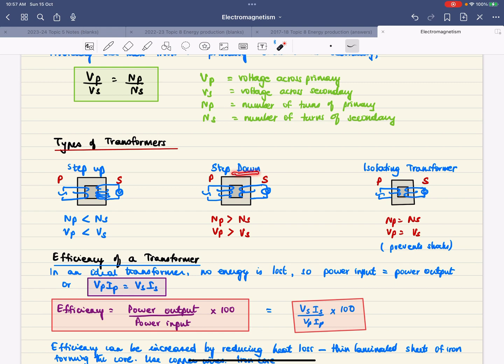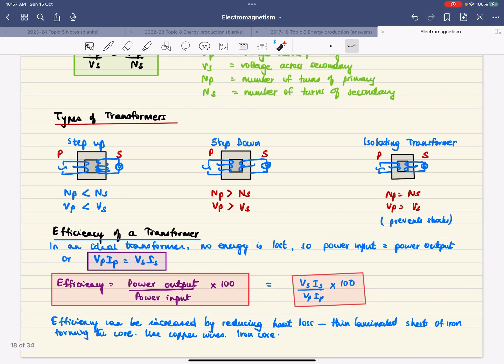Now, you have a step down transformer, which is the opposite. You want a smaller output voltage, so the number of turns of the primary is bigger than the number of turns of the secondary, and the voltage of the primary is larger than the voltage of the secondary. And you have the third type called an isolating transformer, which is used in places where a gadget could get wet. The number of turns are the same, and so is the voltage. What it does is that it prevents electric shocks.